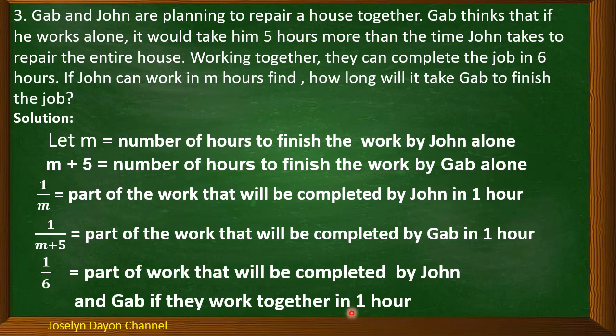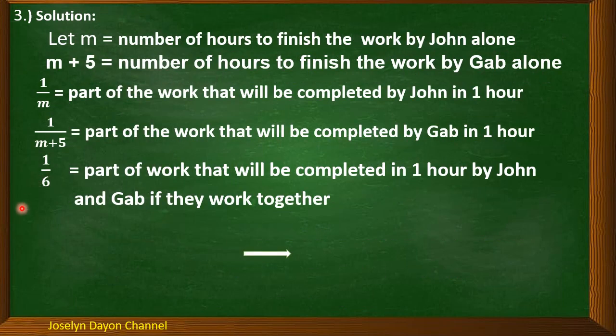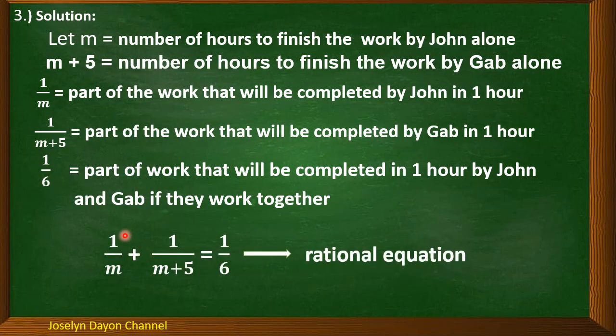Now we're going to represent this in an equation. So we have 1 over m plus 1 over m plus 5 is equal to 1 over 6. Remember, 1 over m is the part of the work that will be completed by John, and this one is the part of the work that will be completed by Gab in 1 hour. And if they work together, they will complete 1 over 6 in 1 hour. This type of equation is a rational equation. So we're going to solve this by applying the knowledge that we have learned in solving rational equations.